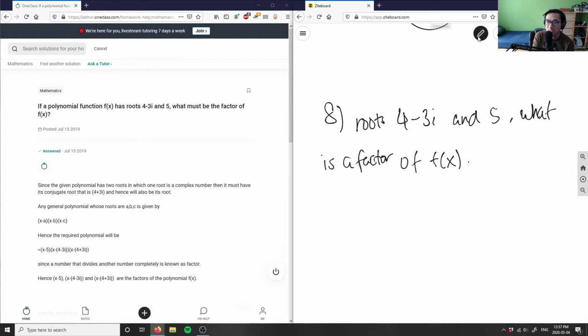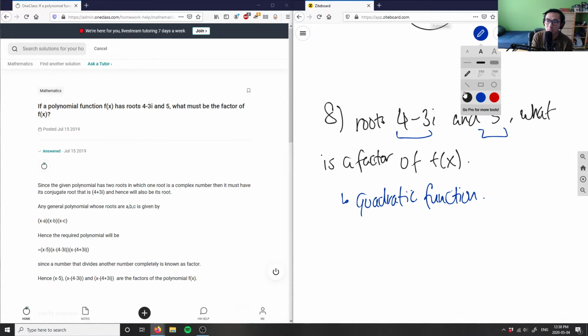As you can see, we have 2 roots here. If we have 2 roots, 1 root here and 1 root here, this must be a quadratic function, right? Because a quadratic function has a maximum of 2 roots. So we could assume this is a quadratic function. However, we could actually have a higher order polynomial with only 2 roots here. But for the sake of this problem, I'm going to assume that this polynomial is quadratic.